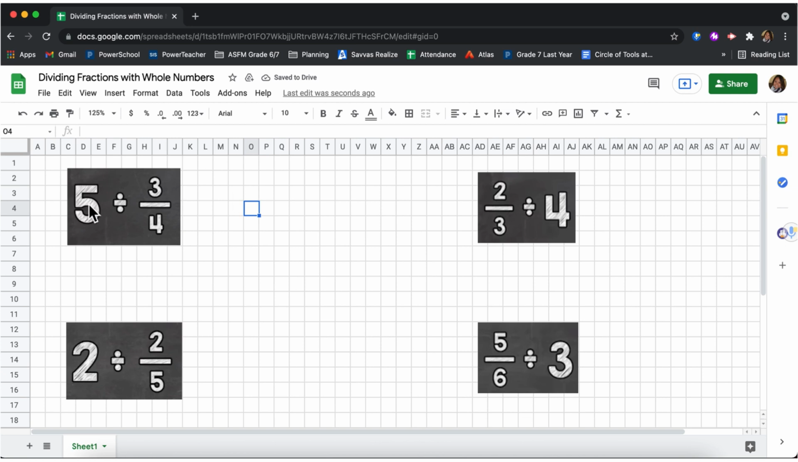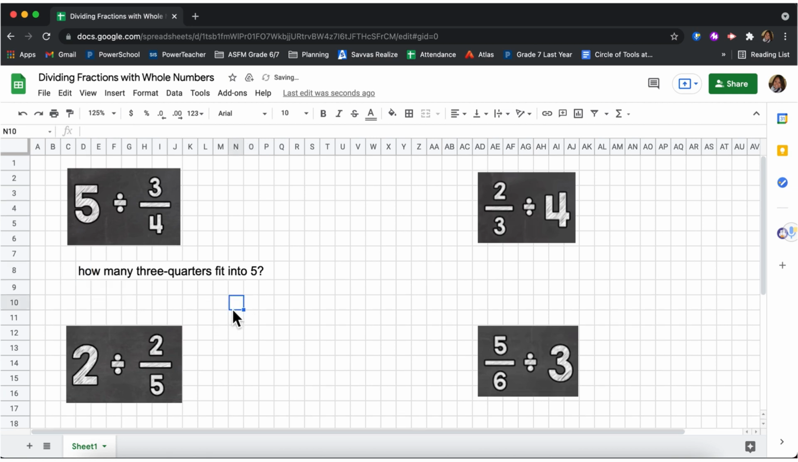So here we've got 5 divided by 3 over 4. Another way of saying 5 divided by 3 over 4 is how many 3/4 fit into 5. So we want to draw a model for this. We have 5 wholes divided by 3/4, so we have to figure out how many pieces fit into the whole. This fraction of 3 over 4 gives us a hint that our whole is going to have 4 parts. So I'm going to color or highlight 4 pieces, and that's going to create a whole.